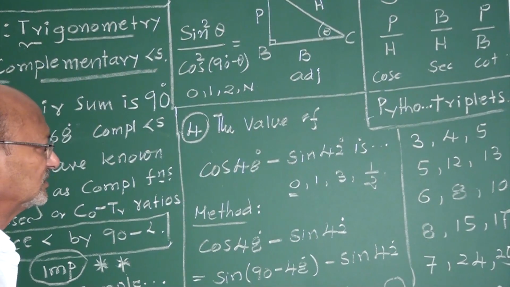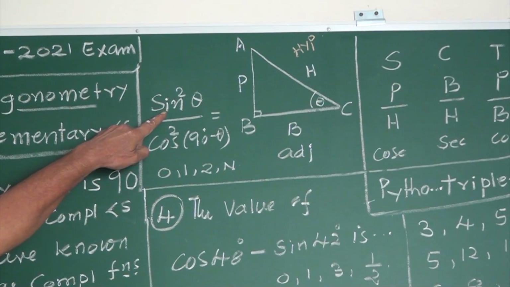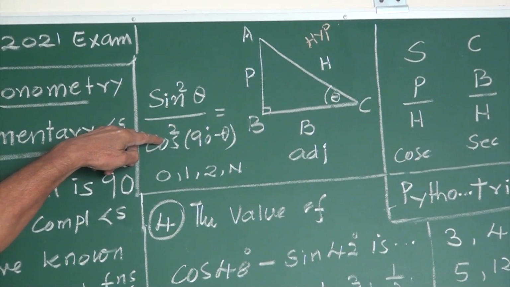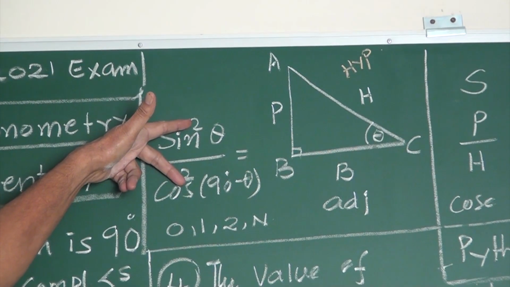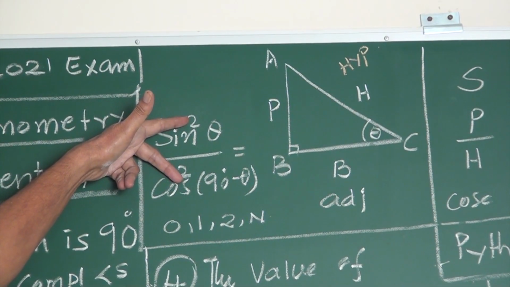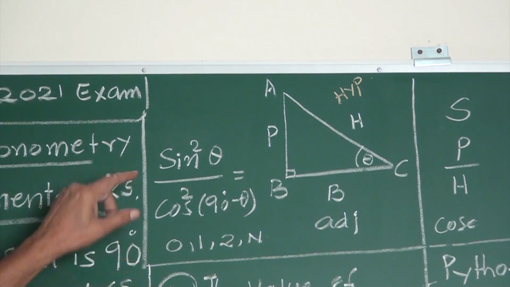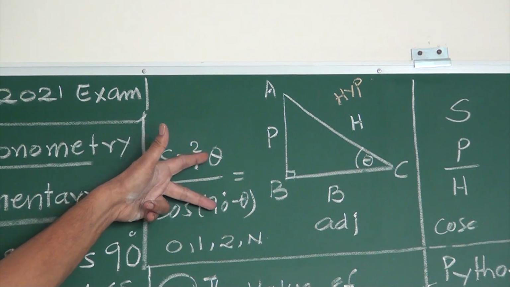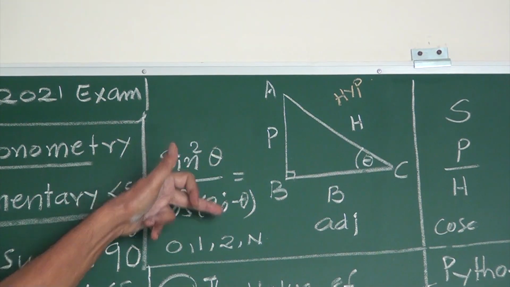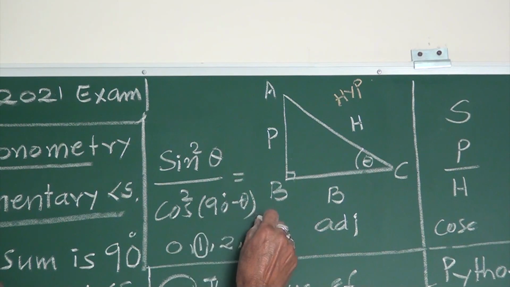My friends, one more. They may give squares now to confuse you, squares. It is sin square theta upon cos square theta. The square must be the same, 2, 2, 3, 3, 4, 4, otherwise no power, only sin cos. If they give squares, it applies there also. What about sin cos? Complementary functions. What about the sum of the angle being 90 degrees? Then what is the answer, my friends? A, 1. Answer is 1.